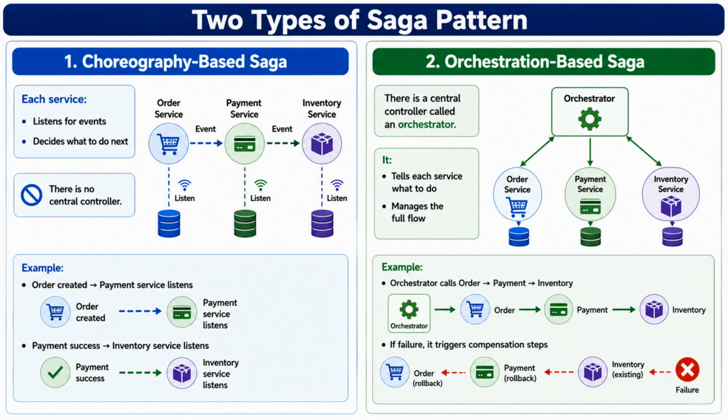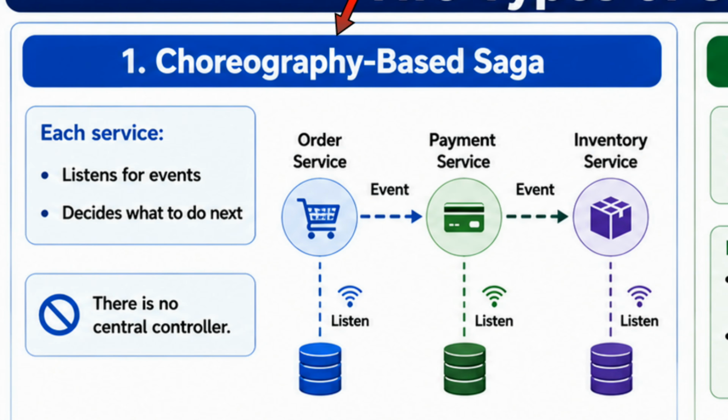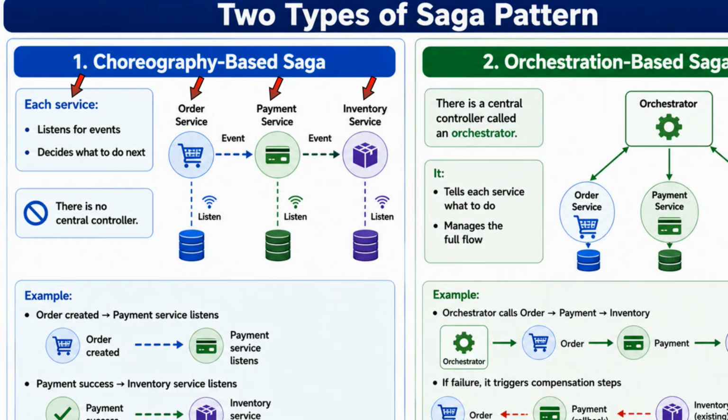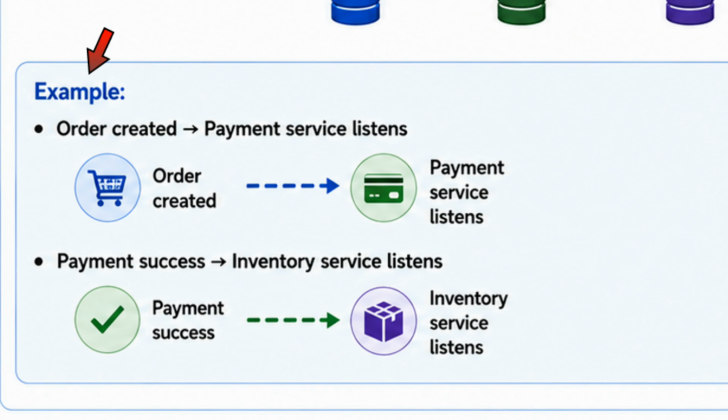Types of Saga pattern. There are two common types of Saga pattern. First one is choreography based Saga. In this approach, there is no central controller. Each service listens for events and decides what to do next. For example, the order service creates an order and publishes an event. The payment service listens to that event and processes payment. After successful payment, another event is published. Then the inventory service listens and updates stock. So services communicate through events. No single service controls the entire process.